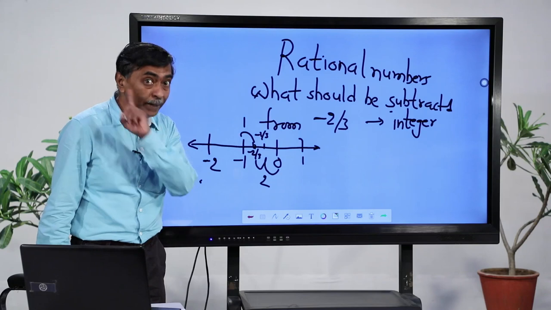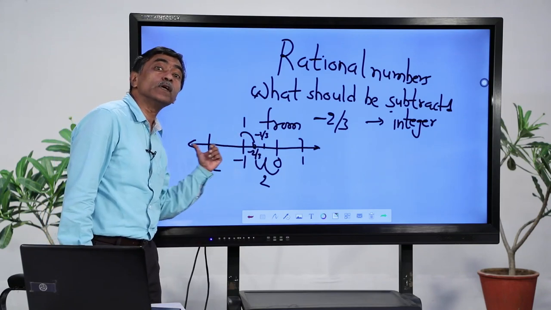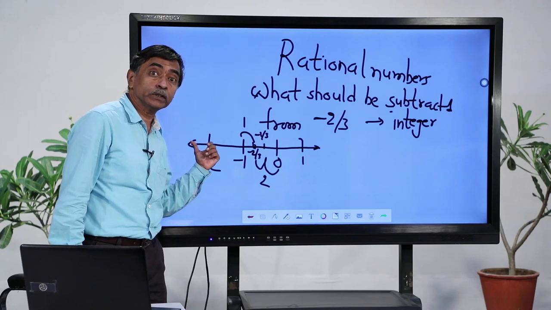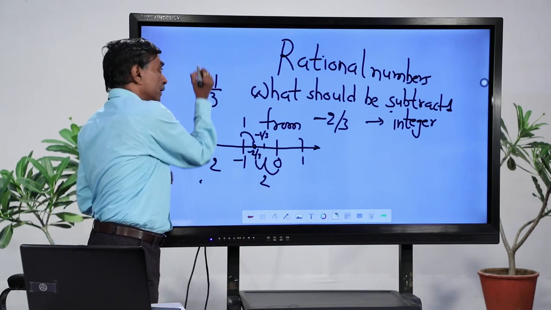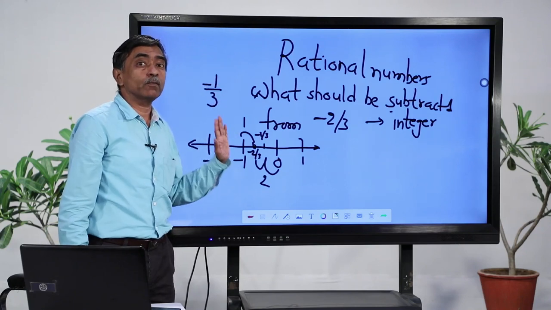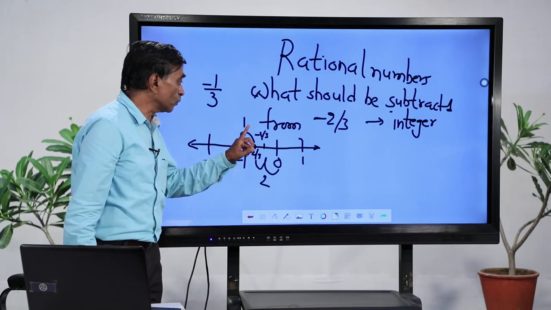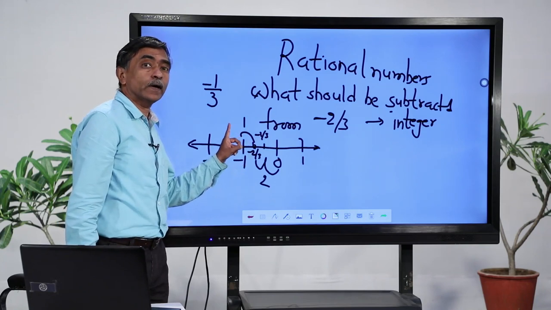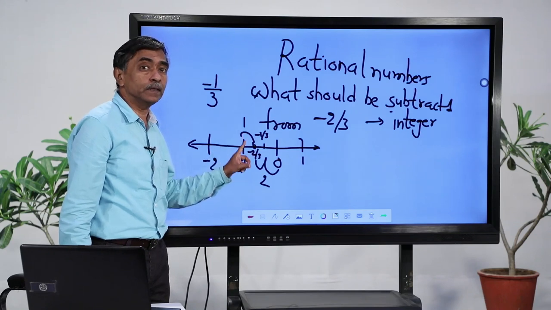One jump of 1 by 3 I am taking here, and to which side am I going? I am going towards the left. According to the conventions of the number line, I will say that I have added minus 1 by 3, or I have made one jump of minus 1 by 3. That is, from minus 2 by 3, if I go to minus 1, it means I have added minus 1 by 3 here.